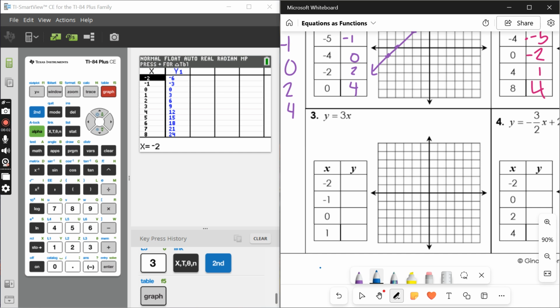Okay, so -2, I have -6, -1, I have -3, 0, I have 0, and 1, I have 3. Now, I can also just multiply. This is just saying 3 times -2, 3 times -1, 3 times 0, and 3 times 1. And so I could do those also. Either way, whichever one works best for you.